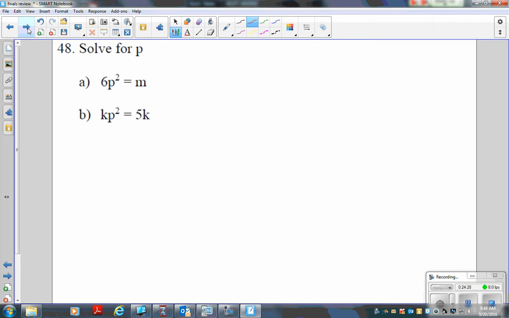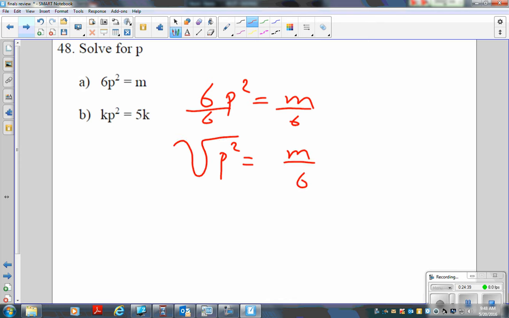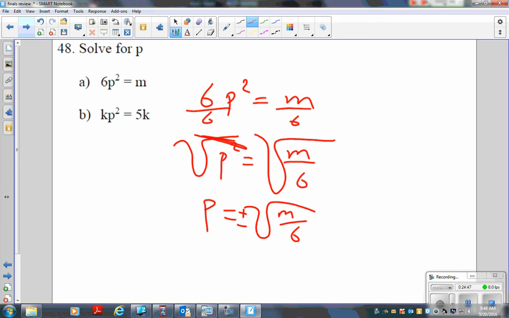Let's solve for p. Again, we have 6p squared equals m. And same concept, get the letter by itself. So let's divide by 6 first. P squared is equal to m over 6. And in order to get rid of a square, you have to use a square root. So these cross out, we end up with p equals the square root, plus or minus, of m over 6. Just like that.